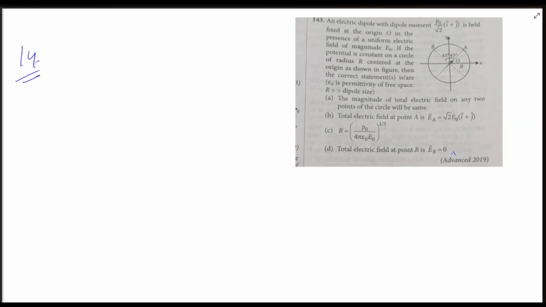Okay, right. So we have our 14th question. Now, an electric dipole is held fixed at origin O in the presence of a uniform electric field of magnitude E naught, okay? The potential is constant on the circle of radius r centered at the origin.